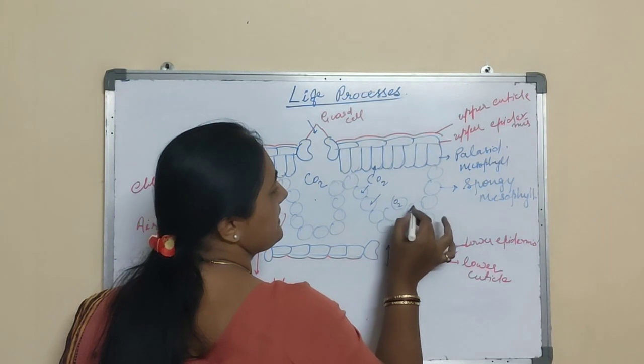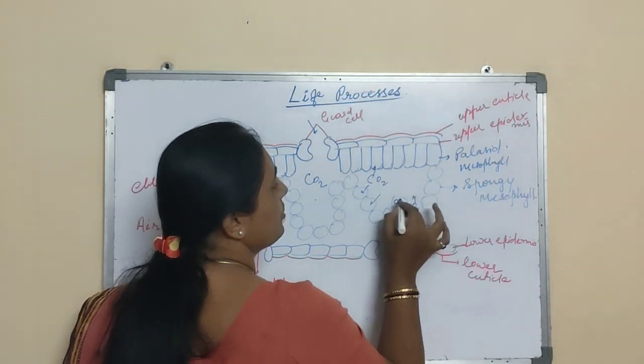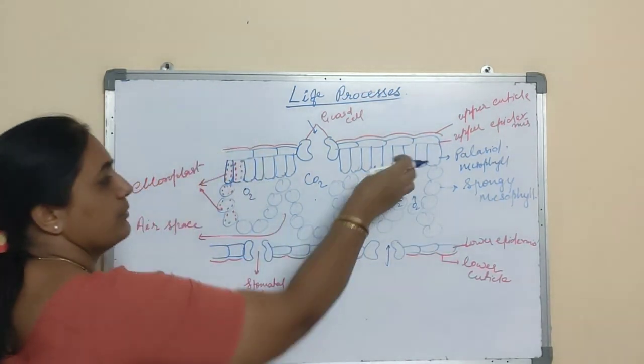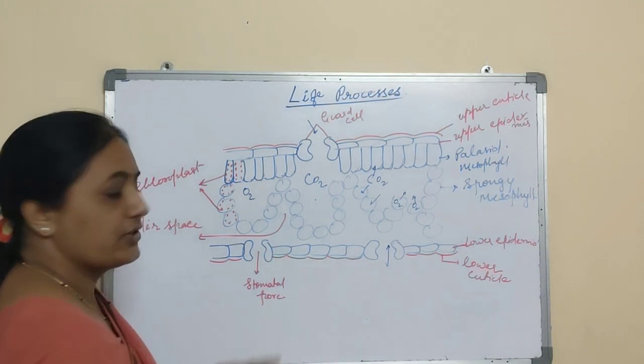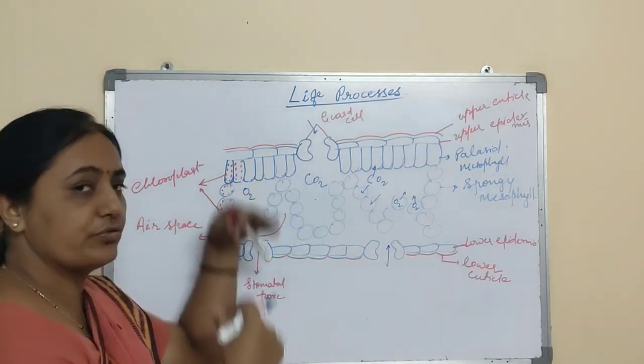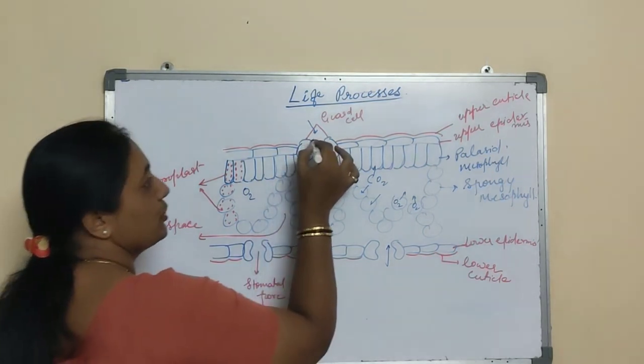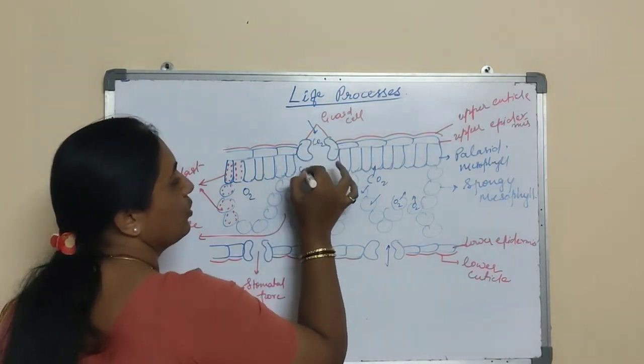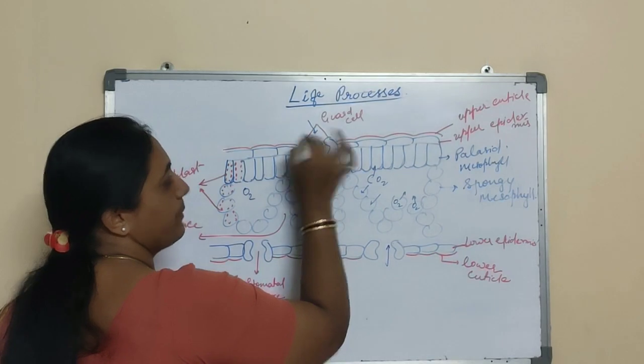Similarly, whatever O2 the cell synthesizes, this O2 by the simple process of diffusion comes and accumulates in the air chamber. And afterwards, as soon as the stomata open, this exchange of gases takes place. That is, CO2 comes in and O2 goes out through the same path.